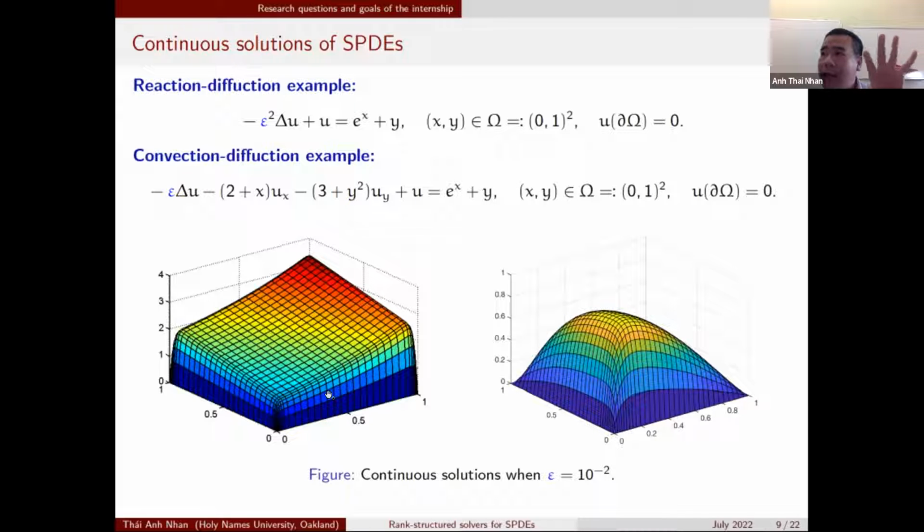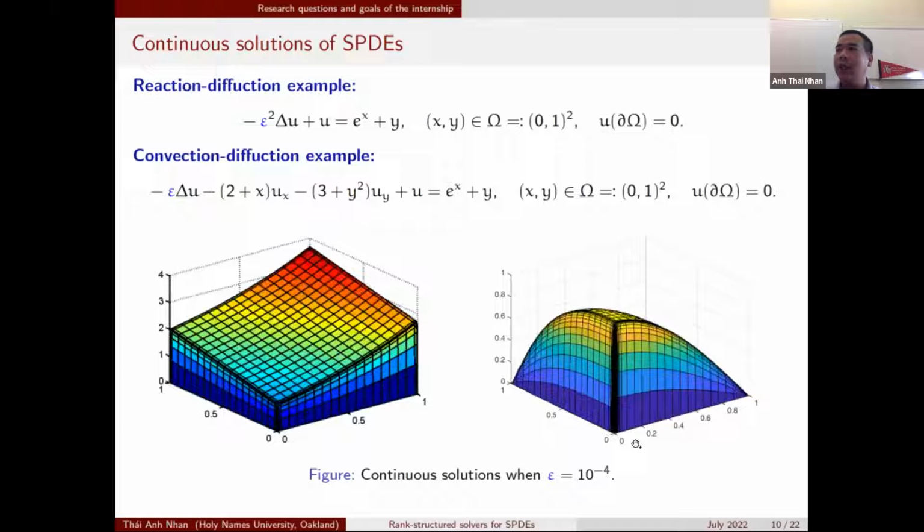You see 4 layers on the left, and then 2 layers on the right for convection diffusion. Getting smaller, you see, when epsilon equals 10 to the -4, you have strong boundary layers at the boundary regions right here, right?